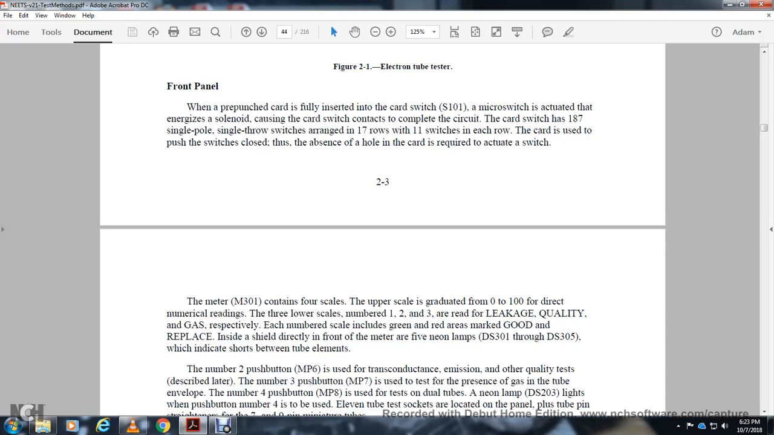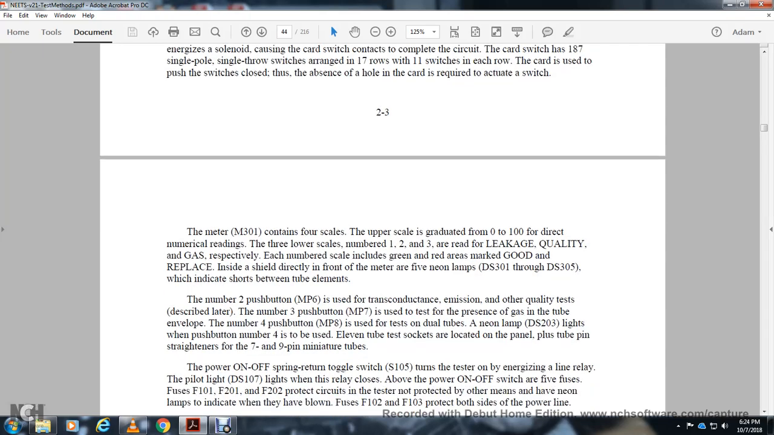The meter M301 contains four scales. The upper scale is graduated 0 to 100 for direct numerical reading. The three lower scales, numbered 1, 2, and 3, read leakage, quality, and gas respectively. Each scale includes green and red areas marked good and bad. Inside the shield directly in front of the meter are five neon lamps, DS301 to DS305, which indicate a short between two tube elements.